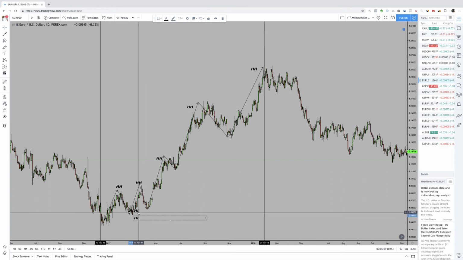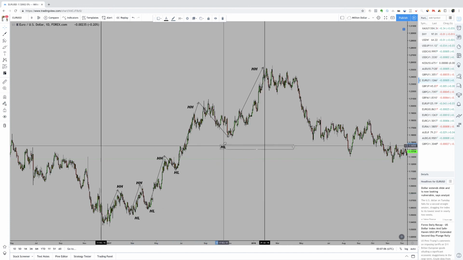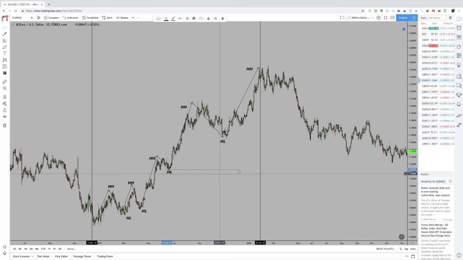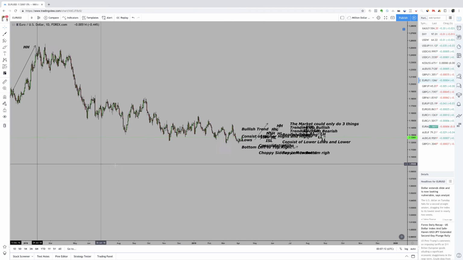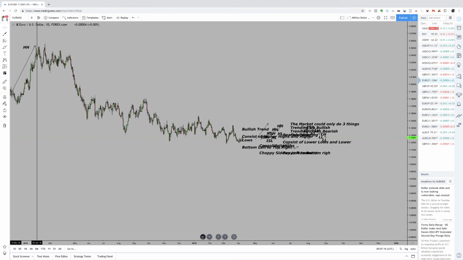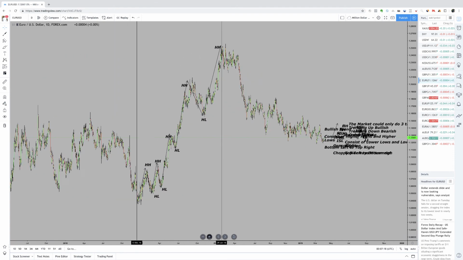Higher lows, higher lows, higher lows. Boom. Bullish trend, you all. Same thing.